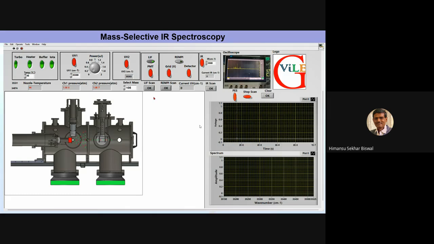Then we click the laser induced fluorescence. We click the UV laser. Okay, so there is a power, the laser power. The UV laser is on now. So if you put more power, then you will have scattered light.